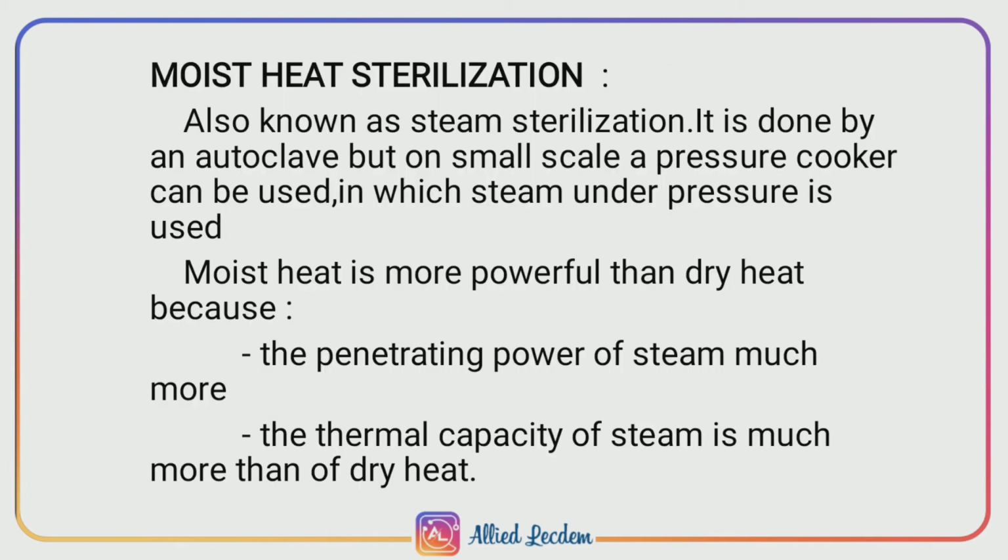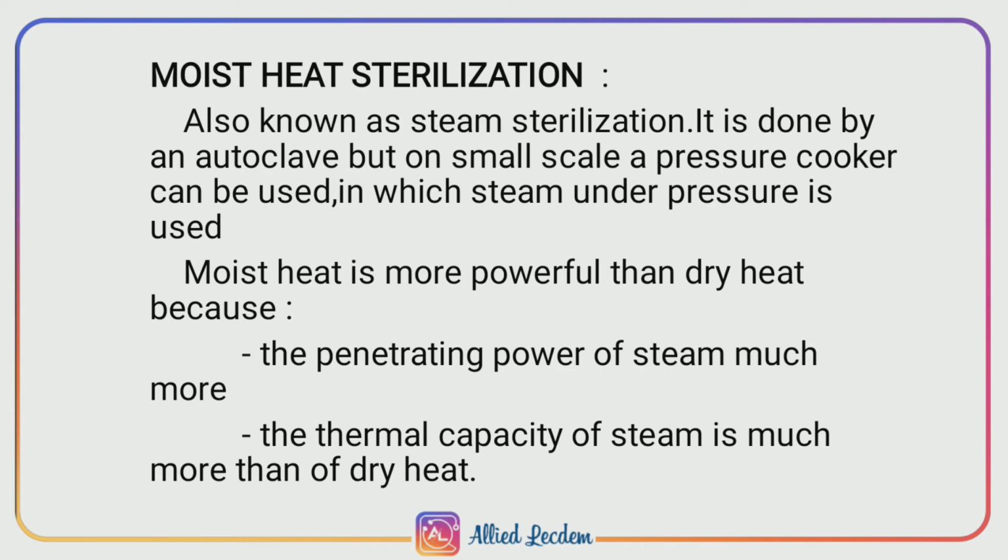Next, moist heat sterilization. It is also otherwise known as steam sterilization. It is done by using an instrument called autoclave, but on small scale a pressure cooker can be used. Moist heat is more powerful when compared to the dry heat because the penetrating power of steam, also the thermal capacity of steam, is much more than of dry heat.